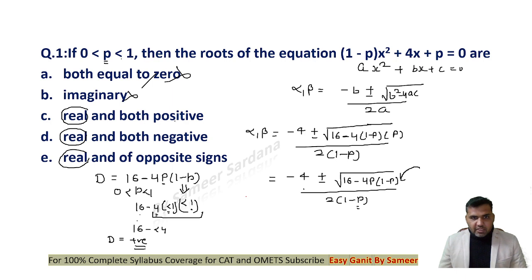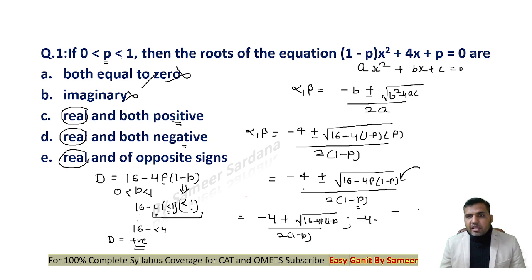Now I need to check whether the roots are both positive, both negative, or of opposite sign. This is something I need to verify now. Look at it, guys. Look at all these values. You see that if I'm subtracting something, my roots are, if I look at one of the roots, it would be minus 4 plus square root of 16 minus 4p into 1 minus p divided by 2 into 1 minus p. And the other root is minus 4 minus root 16 minus 4p into 1 minus p divided by 2 times of 1 minus p. Now look here, guys. Look here.